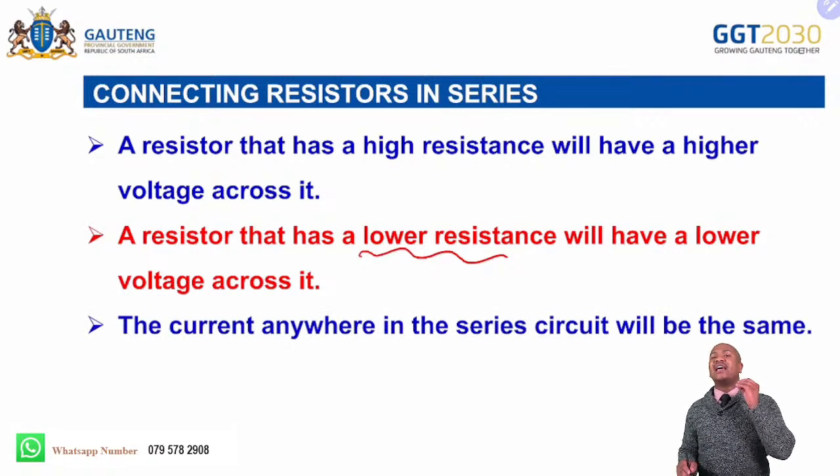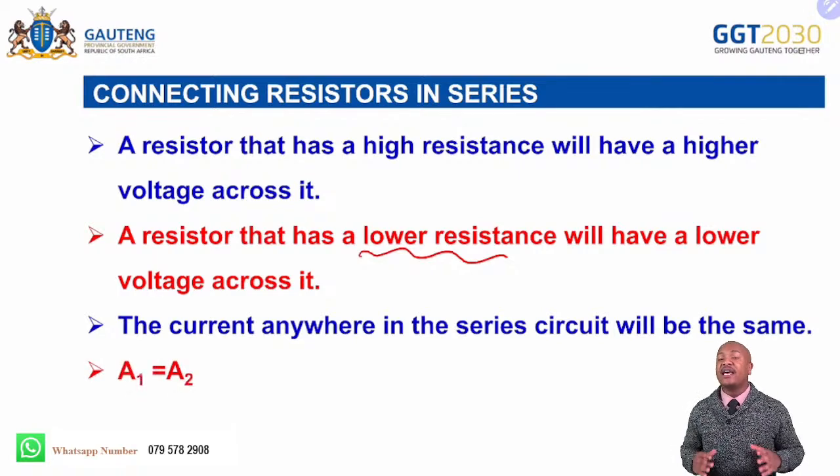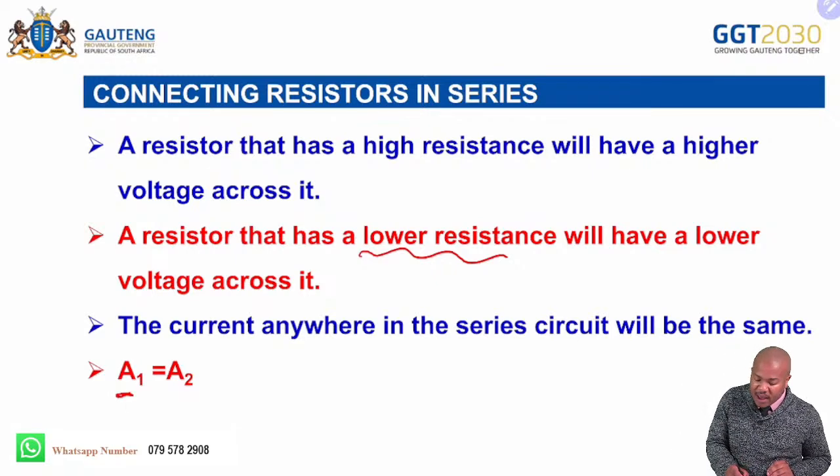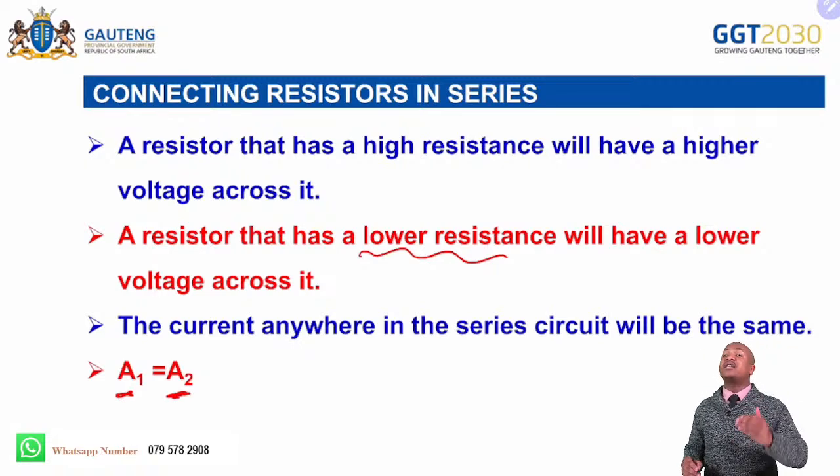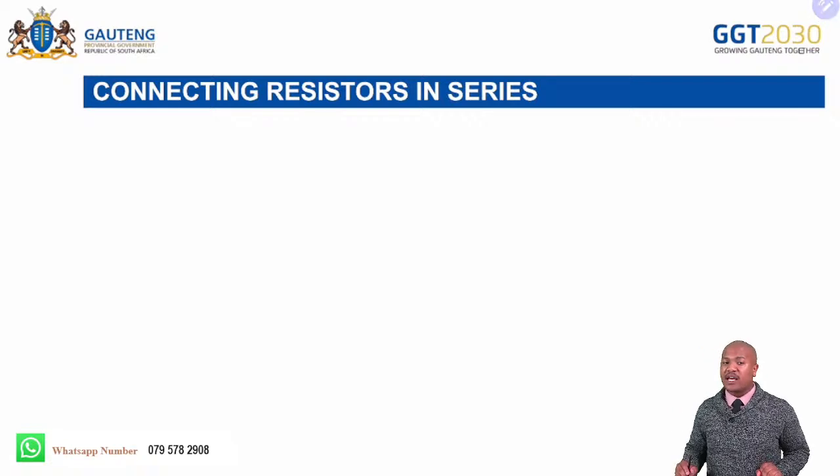And a resistor which has a lower resistance will have a lower voltage across it as well. And the current anywhere in the series circuit will be the same. So meaning if we were to measure current at any point in a series circuit, it will be the same. The reading that we get from ammeter 1 will be the same as the reading that we get from ammeter 2. Are we together?